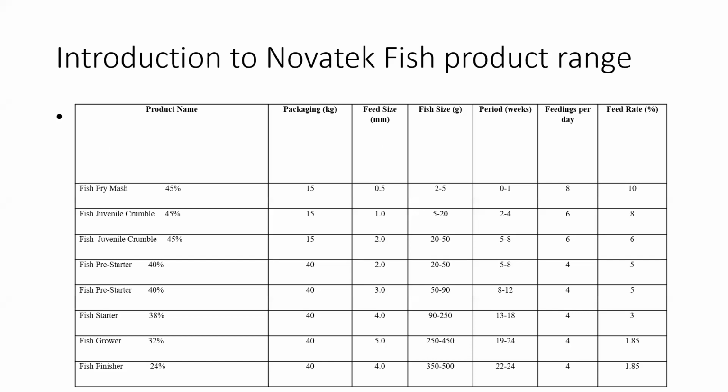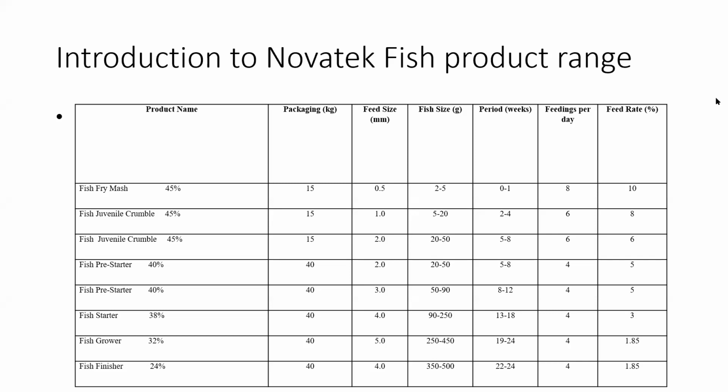We have got different types, which includes also those at the hatchery. But for the hatcheries, I'm not tackling that. I'm only tackling the outgrower. So the first product that we have at Novatek would be fish fry mash. If you see fish fry mash, the first column is the product, second column is packaging, third is feed size, then we follow fish size, period, feedings per day, and also the feed rate.